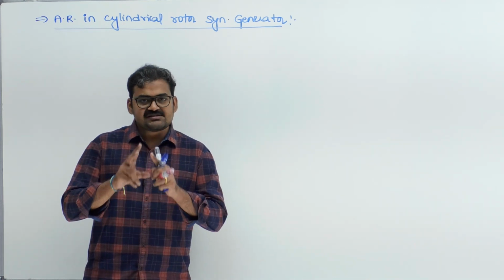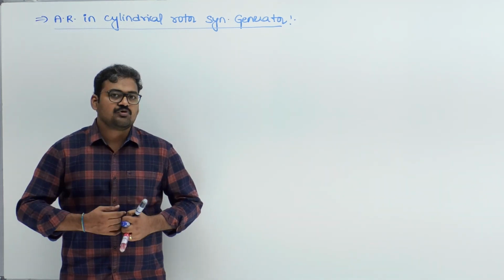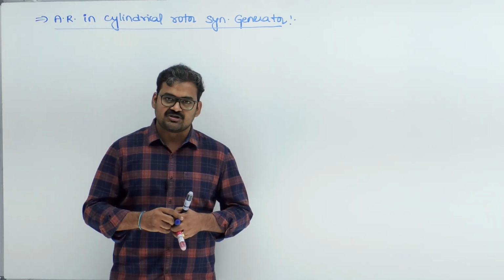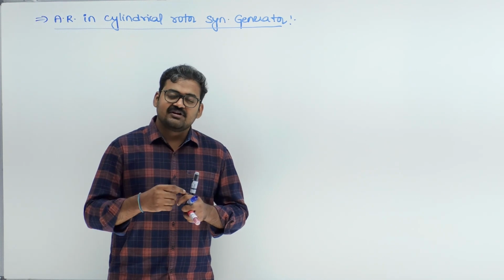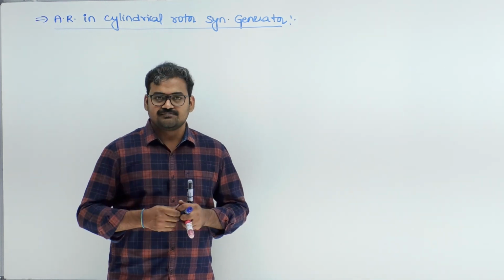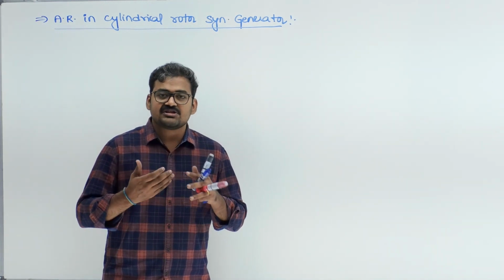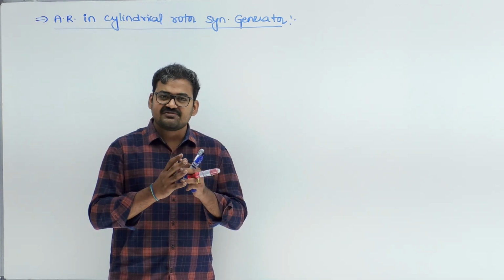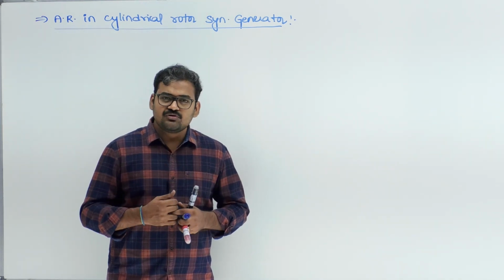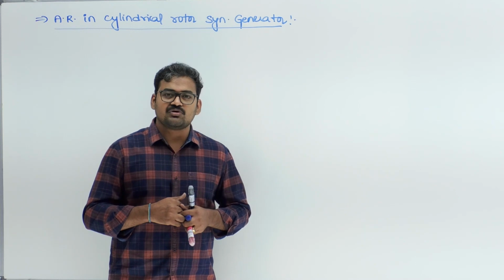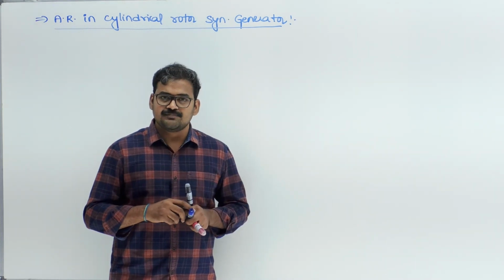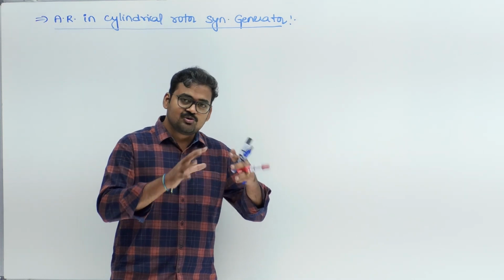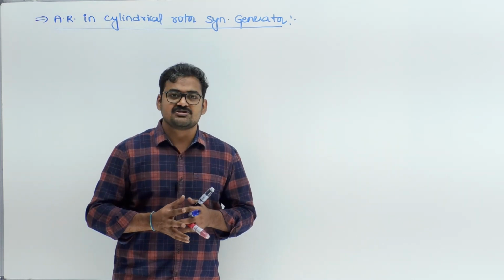Now, there are always two ways to learn about armature reaction of a synchronous machine. One is by using a phasor diagram, another is by using a physical diagram. Understanding with respect to the physical diagram is always very difficult. So I will study armature reaction with respect to the phasor diagram initially, and then I will show you physically how to understand the armature reaction shape.